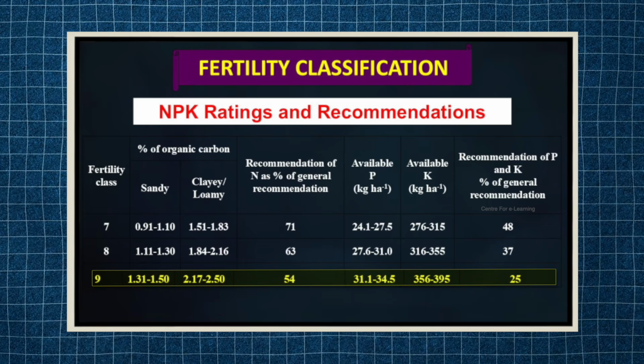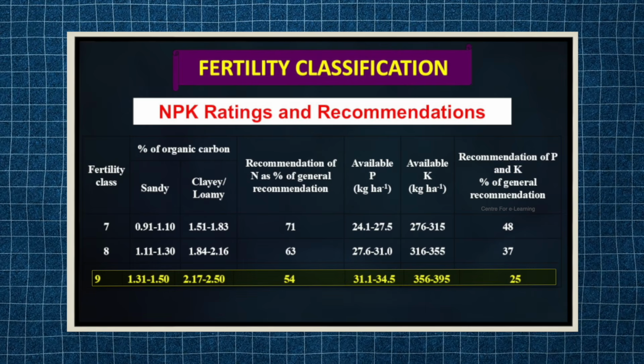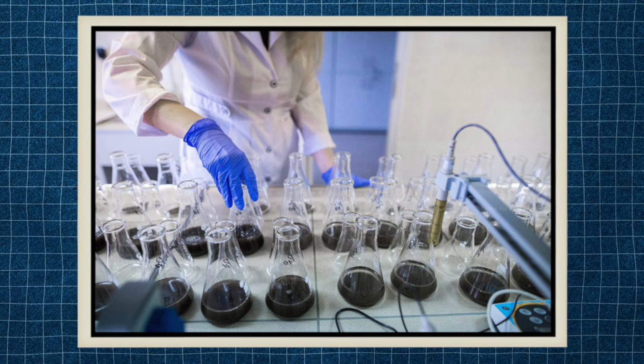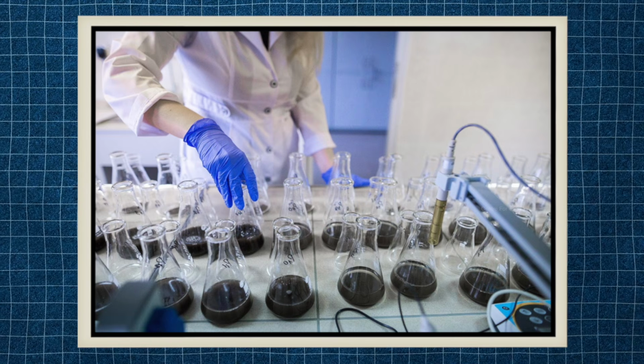So you can note that even with the highest fertility class, number 9, you have to give at least 54% of nitrogen and 25% of P and K as a precaution. Because otherwise, after one crop, the entire soil will be mined of the nutrients and the soil will become deficient. So in order to take care of that, a minimum dose should be recommended. So this type of thing we can do only if you do soil testing.